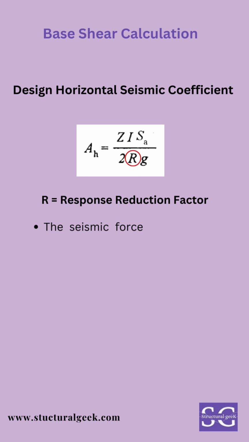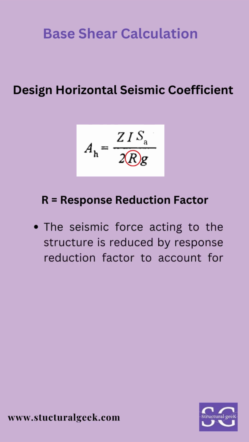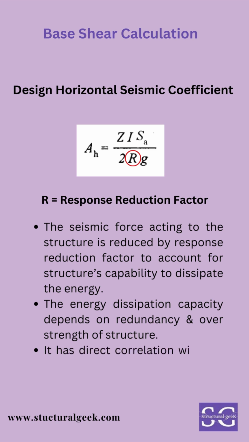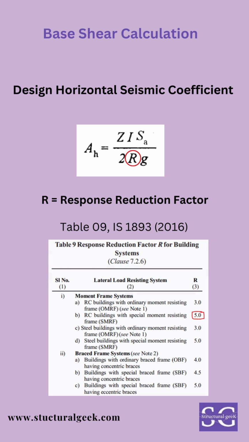The next parameter is response reduction factor. The seismic force acting on the structure is reduced by the response reduction factor to account for the structure's capability to dissipate the energy. The energy dissipation capacity depends upon the redundancy and the overstrength factor of the structure. A direct correlation is with the structural system used. The response reduction factor for a particular structure can be taken from Table 9 of IS 1893. For example, the moment resisting frame, which is special moment resisting frame, has the R factor of 5.